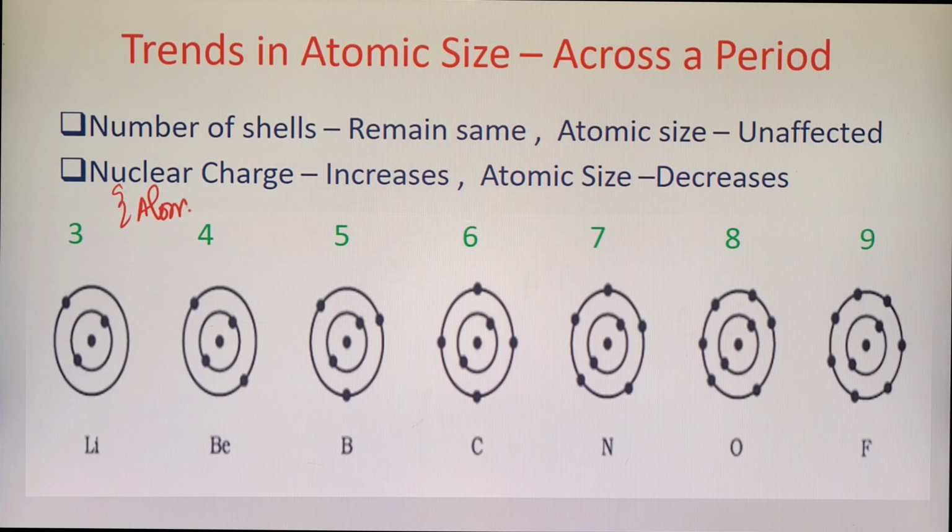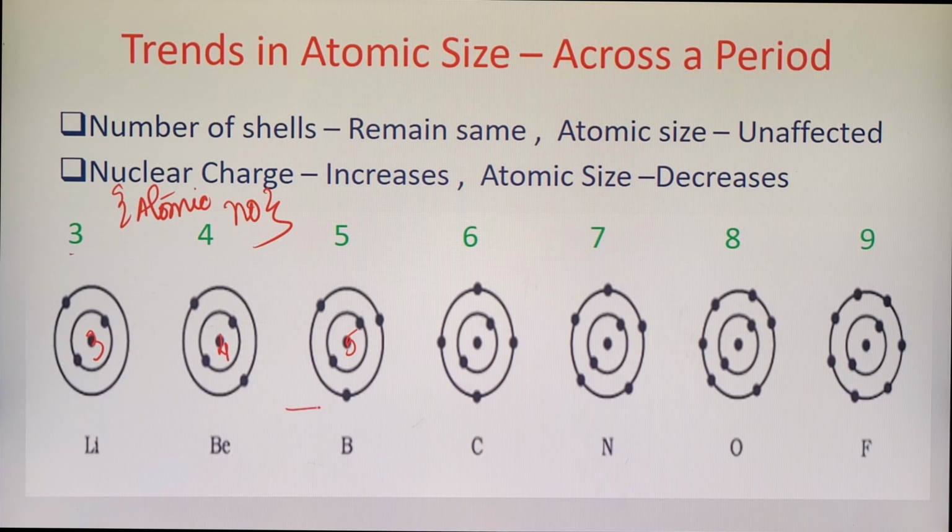What is nuclear charge, children? It is nothing but the atomic number. Clear? Who will decide the nuclear charge? The atomic number will decide. As I told you, lithium has an atomic number of 3, beryllium has 4, boron has 5, carbon has 6, nitrogen has 7, oxygen has 8, fluorine has 9. So what is happening to the nuclear charge? There are 3 protons pulling the electrons. For beryllium, there are 4 protons. Boron, there are 5 protons.